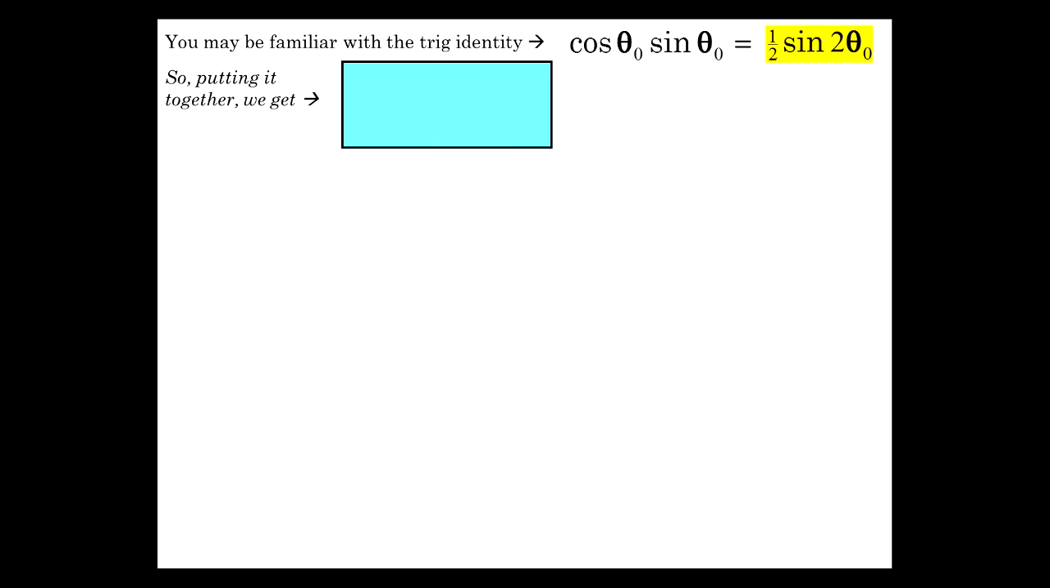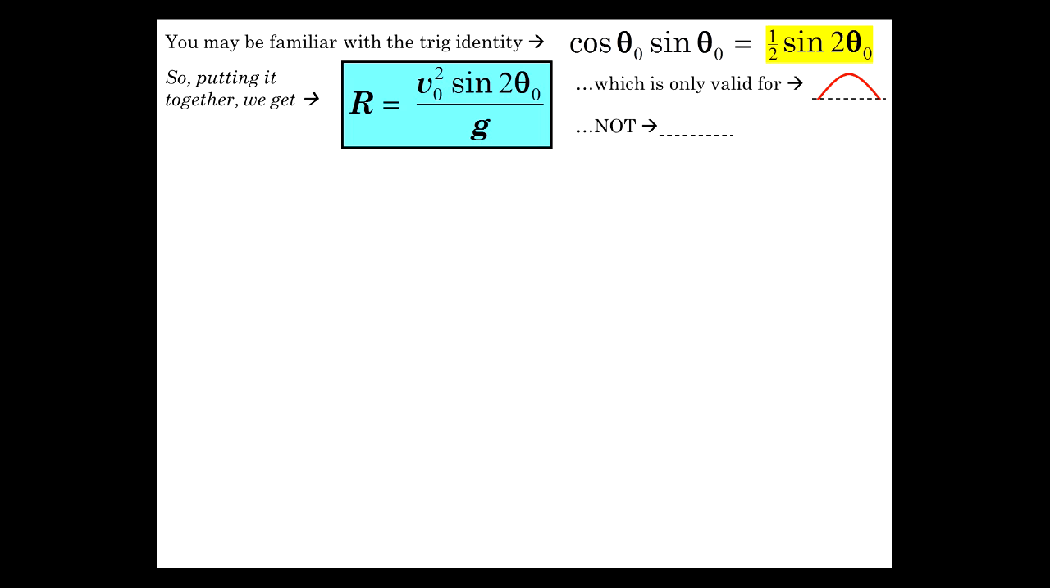Double angle formula, right? So we can put this together now and express the range as V0 squared sine of 2 theta 0 over g. This is all initial conditions, right? Initial speed, initial angle. All right, so that's a powerful little expression, but make sure you recognize it's only valid for this type of motion: beginning and ending positions the same, not to an elevation, nor from an elevation. That's different, okay? So, there it is.